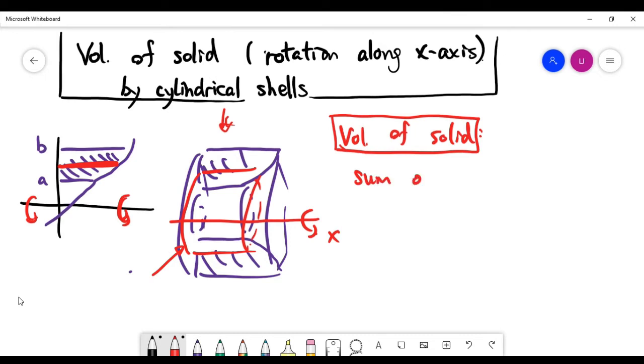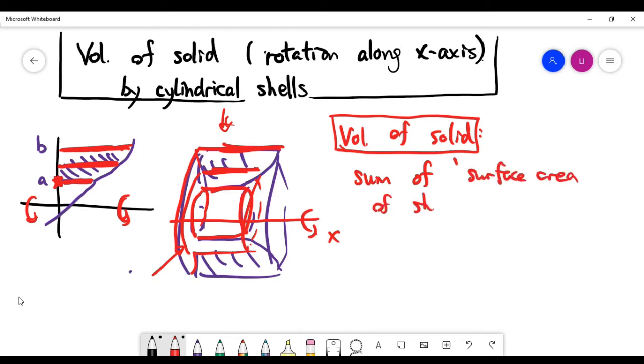And informally speaking, to find the volume of the purple solid, you can think of it as summing up the surface area of the shells, which are formed from the innermost shell based on this lowest point. This is the innermost shell, and gradually, shell by shell, you can go to the outermost shell, which is formed by the outer line, the upper line here on the two-dimensional picture. So basically, it is the sum of the surface area of shells from the innermost shell, based on the point y equals a, up to the outermost shell, based on the point y equals b.